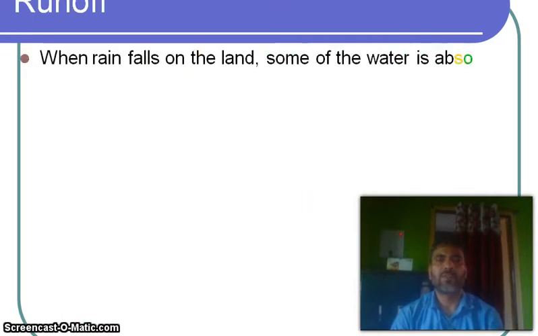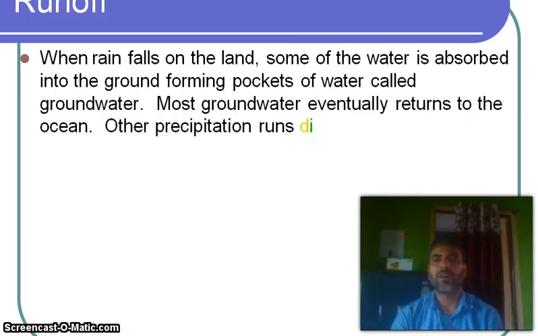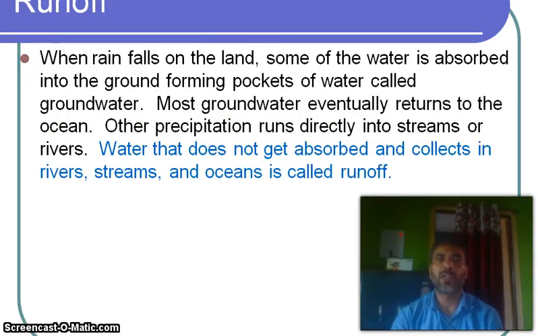Runoff. When rain falls on the land, some of the water is absorbed into the ground, forming pockets of water called groundwater. Most groundwater eventually returns to the ocean. Other precipitation runs directly into streams or rivers. Water that does not get absorbed and collects in rivers, streams, and oceans is called runoff.